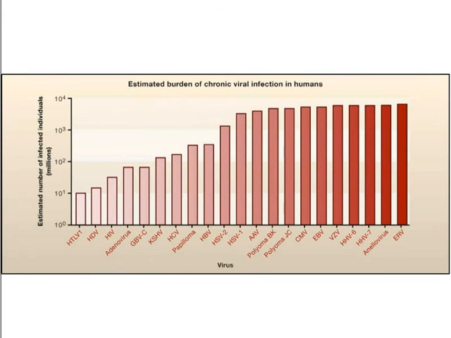So I want to end up with this slide, which is the estimated burden of chronic or persistent viral infections in humans. These are different viruses and how many people are estimated to be infected. This is a log scale, right? 10, 100, 1,000. This is 10 million, 100 million, 1,000 million, and so forth. So the whole world's population of humans is infected with endogenous retrovirus. We each have 8% of our genome. So this is everybody.